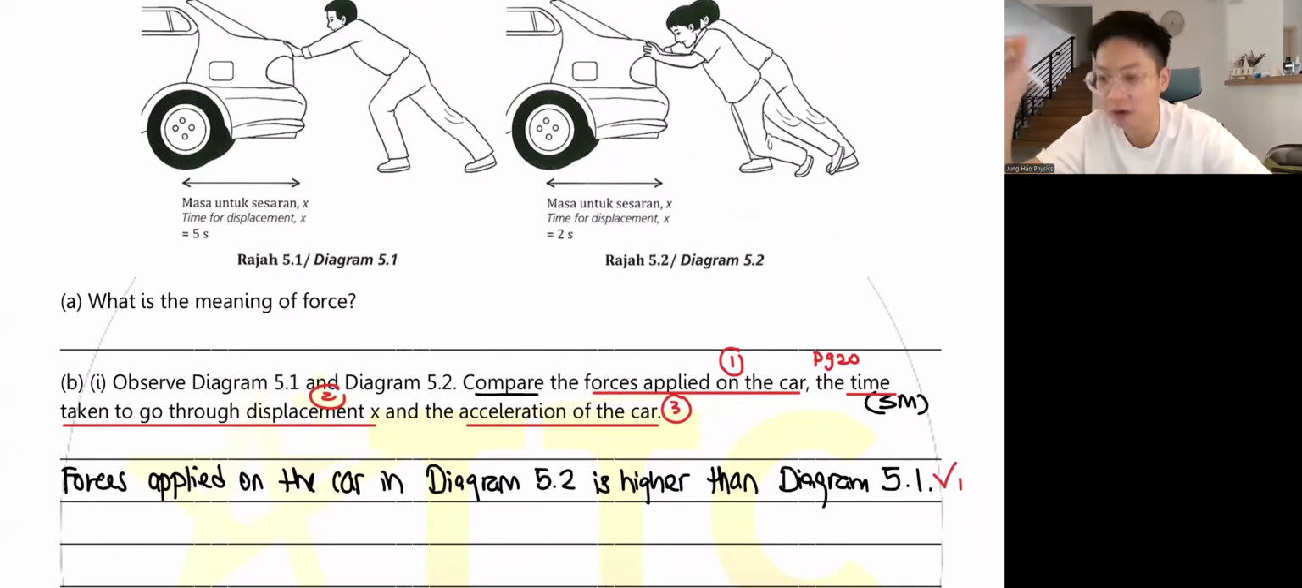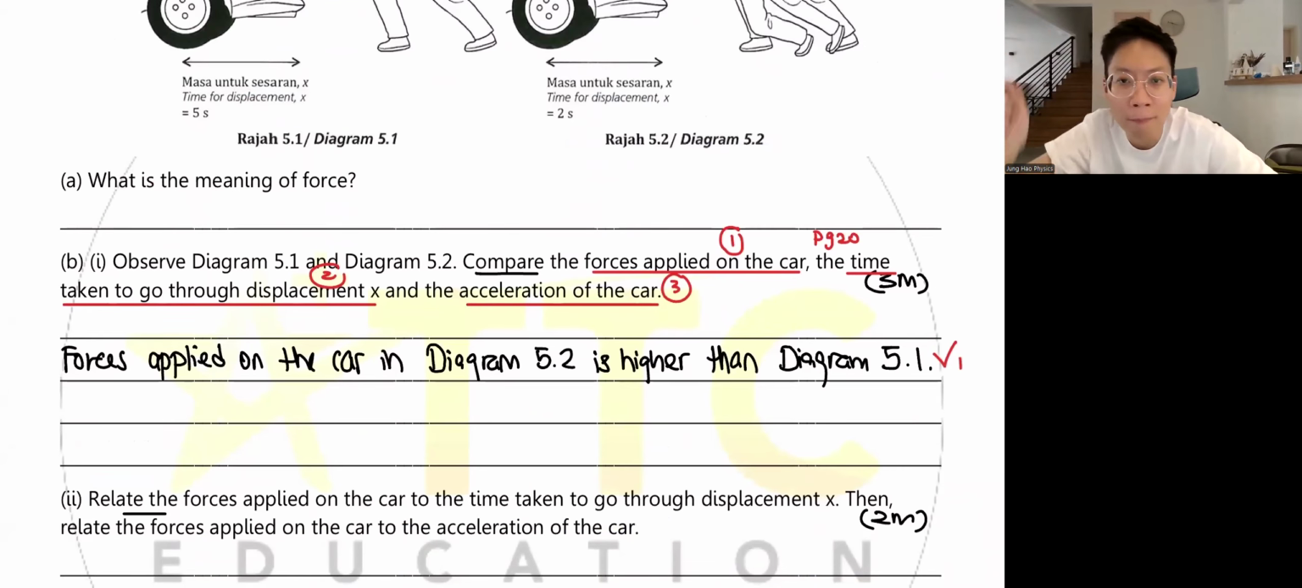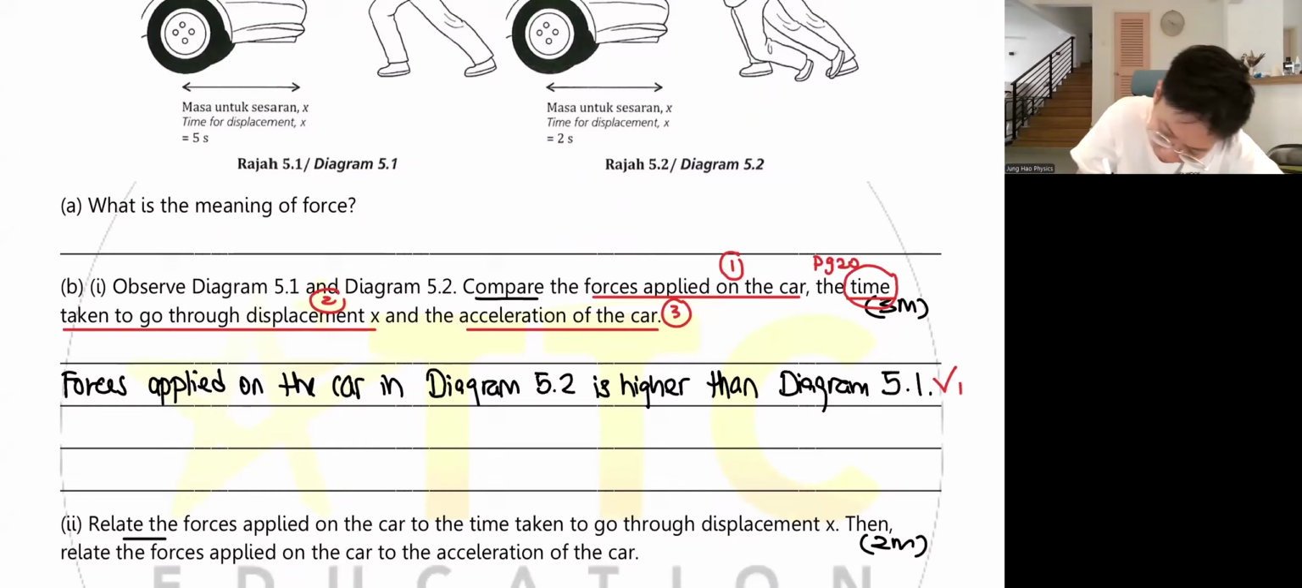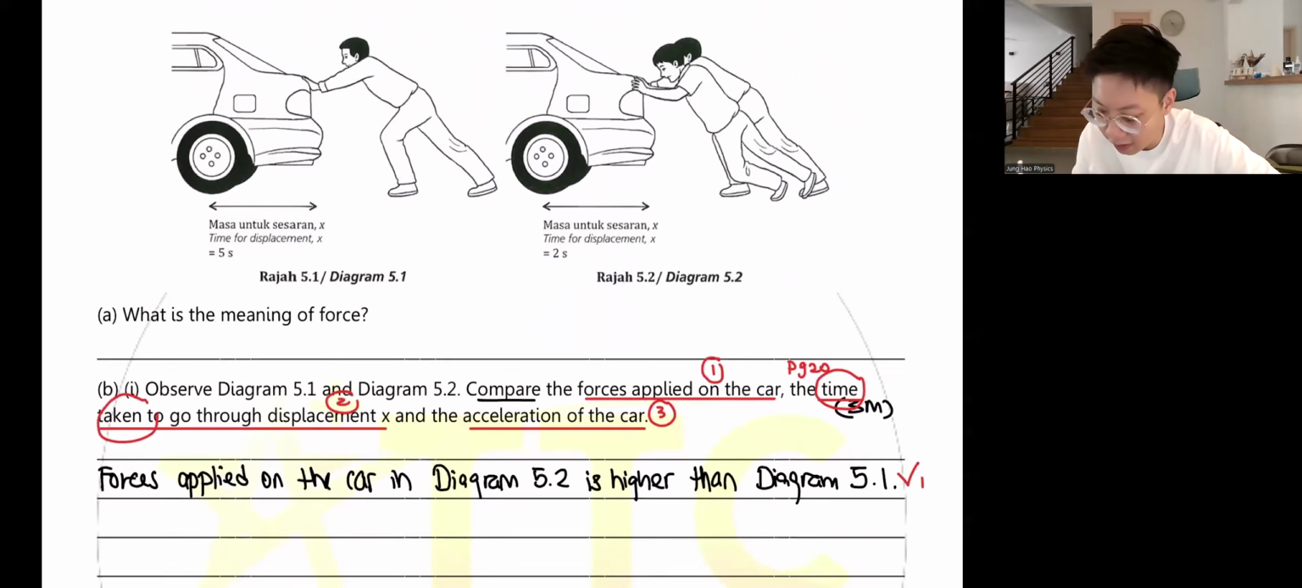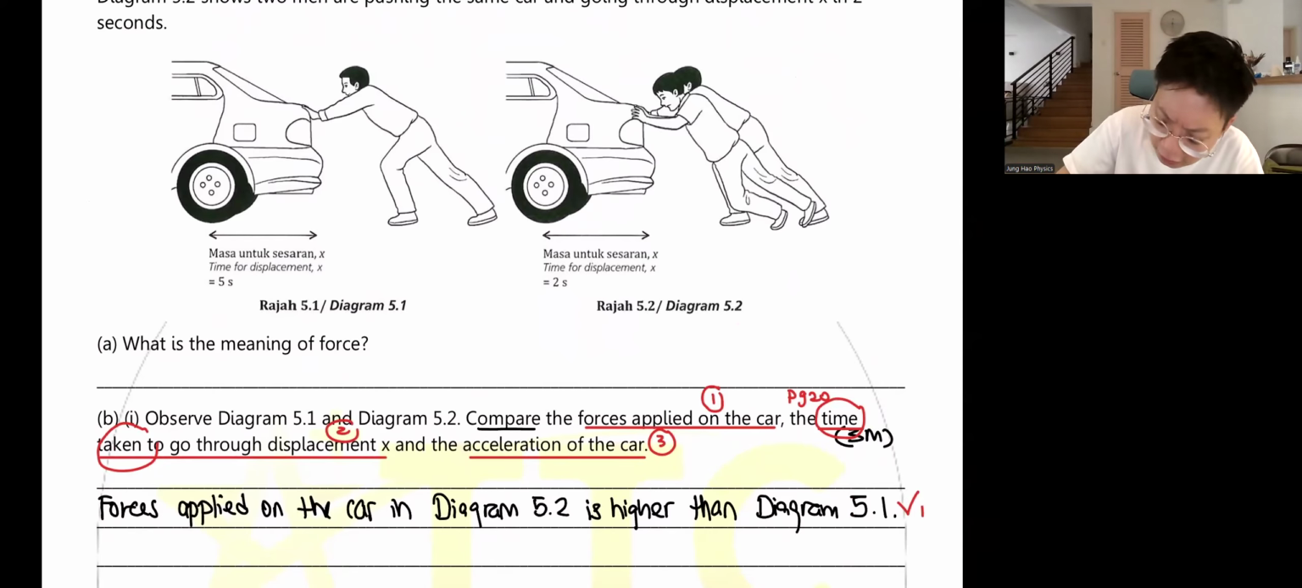Is this difficult? Is this complicated? No, right? You just use your eyes to do it, right? If you are wrong, it means your eye got problem. You have to not check your brain and go check your eyes. Number two. So then they want me to compare the time taken. So which time taken is shorter? Compare the time taken.